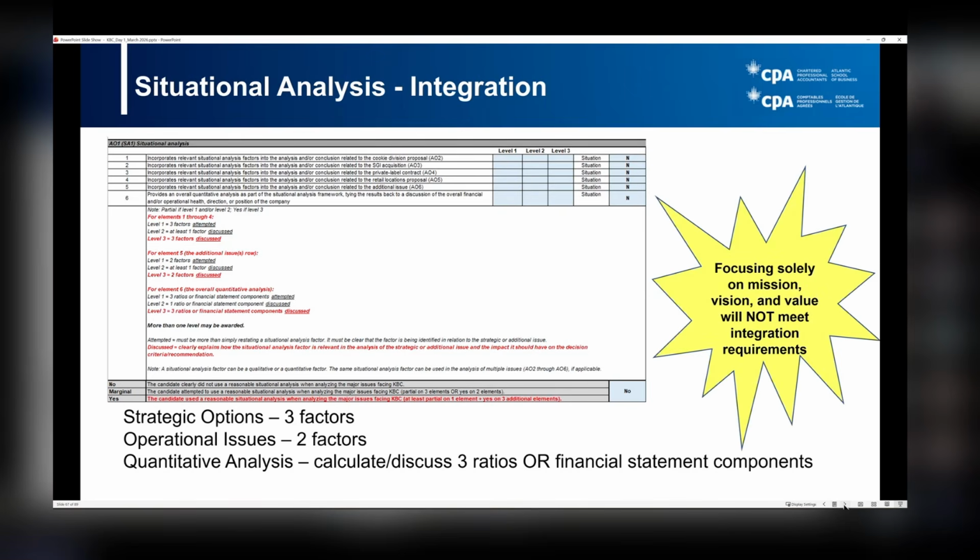So before I finish that thought, I want to highlight that if you focus solely on the mission, vision, and values, you will not meet the integration requirements. So when it comes to that overall assessment opportunity, you need to achieve at least a marginal, if not a yes. The goal is to achieve a yes for every assessment opportunity. So don't just focus on mission, vision, and values, because remember, it's not a differentiating factor. It's not the most relevant factor to consider when the board is making strategic decisions.